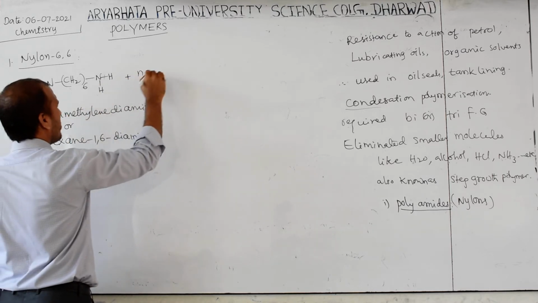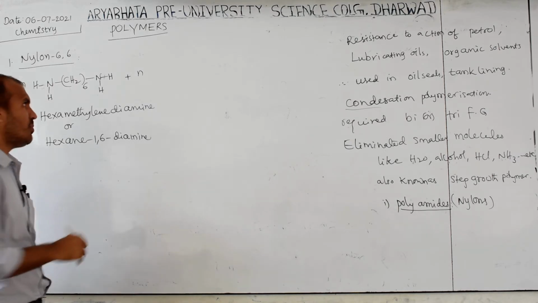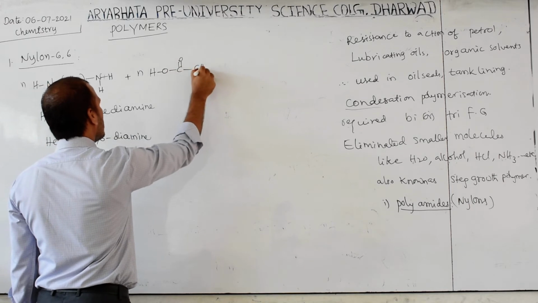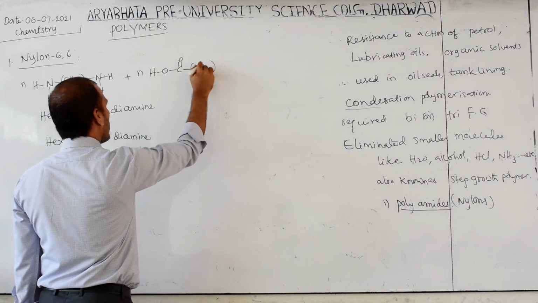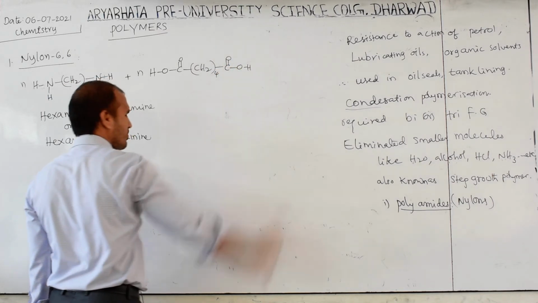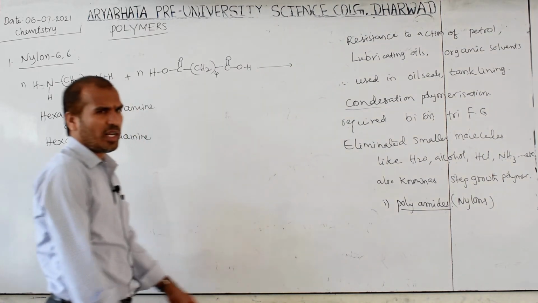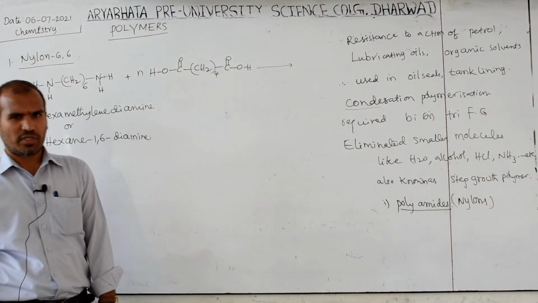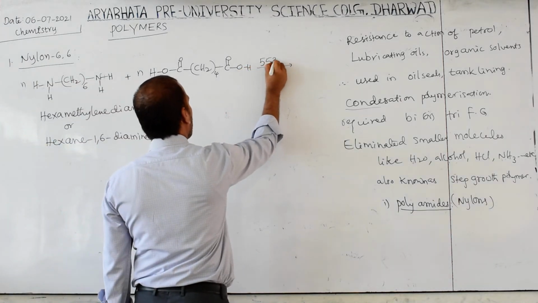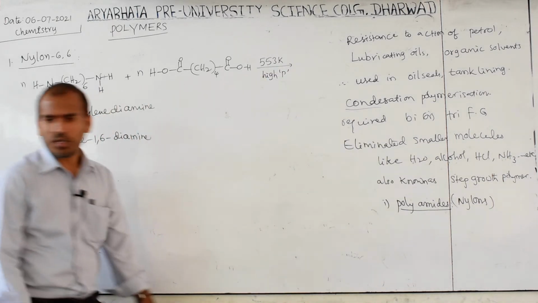Next, this is N time taken. Here also N time. And that I already told you, adipic acid. Oh my, such good apple. Then this is OH, C double bond O, CH2 taken 4, C double bond O, OH. So if you see in your textbook, maybe the temperature is again 553 Kelvin, high pressure, something like that they may have mentioned. Okay.